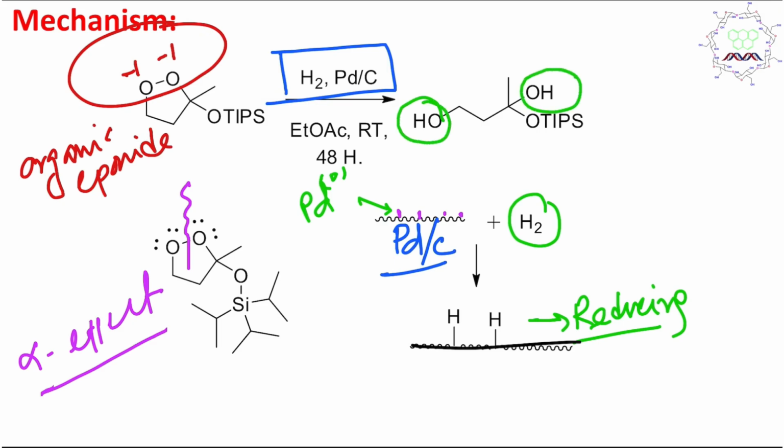Now, how many carbons in the chain? If I say this is 1, 2, 3, this is a 1,3-diol. Why? Because it's a 5-member ring. If you take a 6-member ring, then 1,4. So in this way, diol will be produced. And during this reaction, this silyl ether will remain intact because this hydrogen cannot react with the silicon-oxygen bond. They are pretty strong, as well as bulky. So this is the answer.